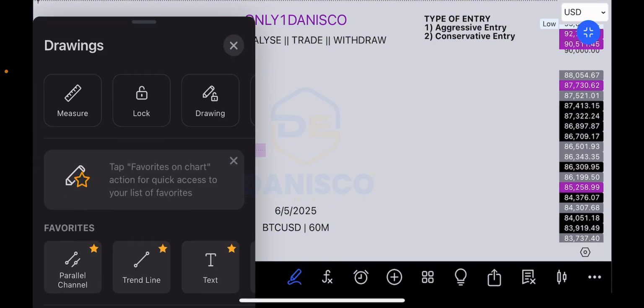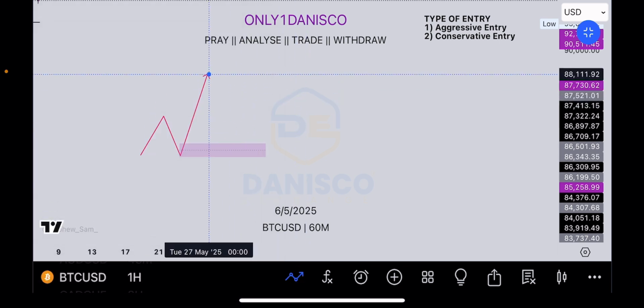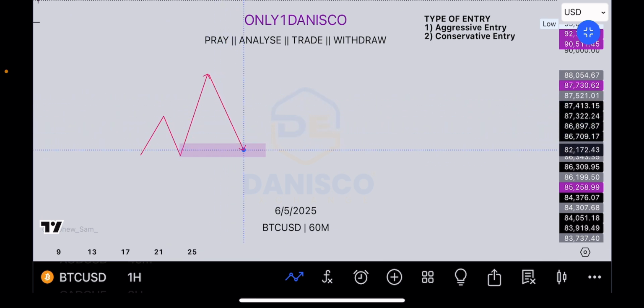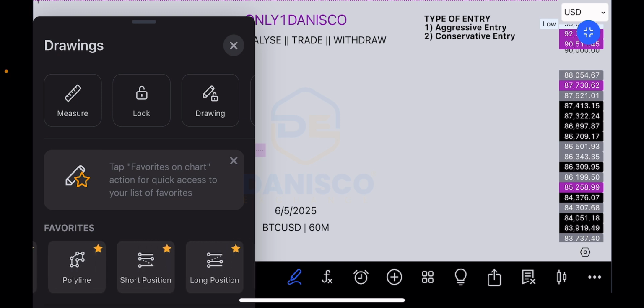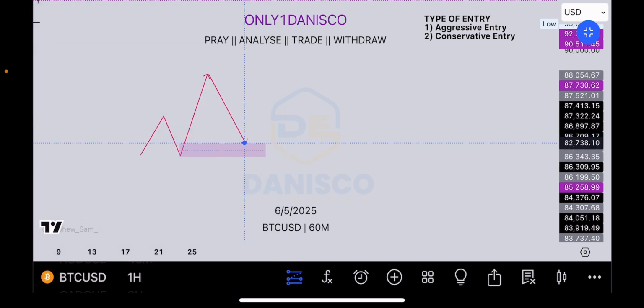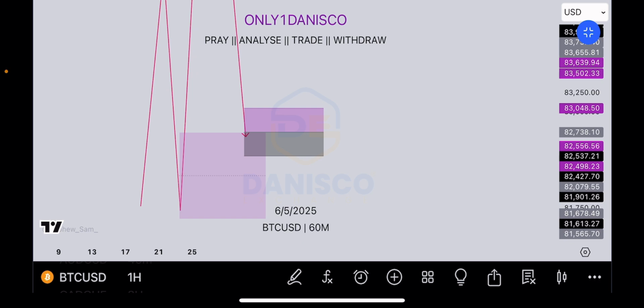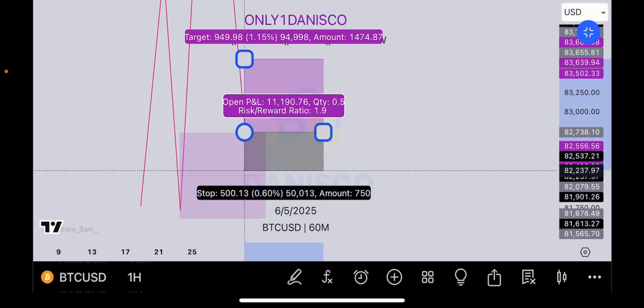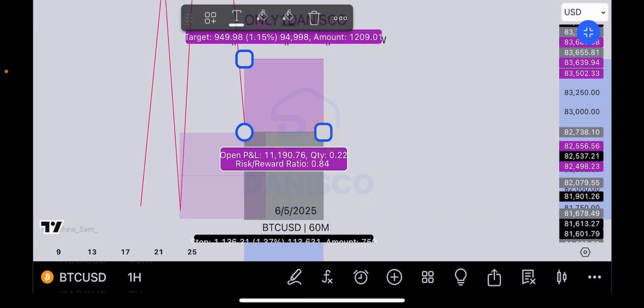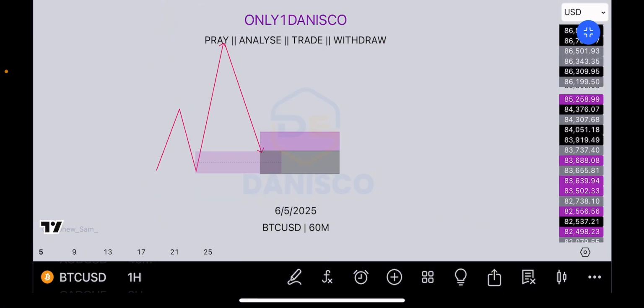Now, once the market comes down to this point, let's say the market is bleeding down to this point of interest, if you are trading aggressively, what you will do at this point is buy directly. Once price taps on that point, you will buy directly from that point. This is what aggressive entry looks like.